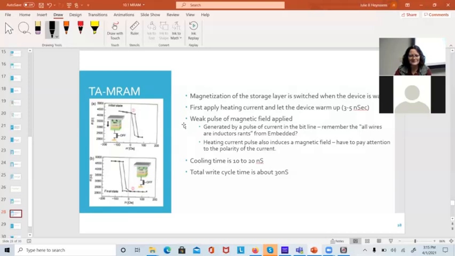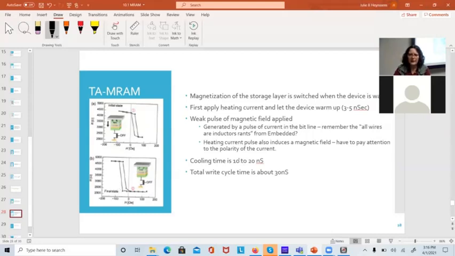Not as fast as SRAM. Once it's warm, I put a relatively weak pulse of magnetic field, generated by a pulse of current in the bit line. And remember, all wires are inductors, right, embedded probably right next to the grounding line. The heating current pulse also induces a magnetic field. We pay attention to the polarity of that pulse current, and that's what decides whether it's going to be switching it up or switching it down.